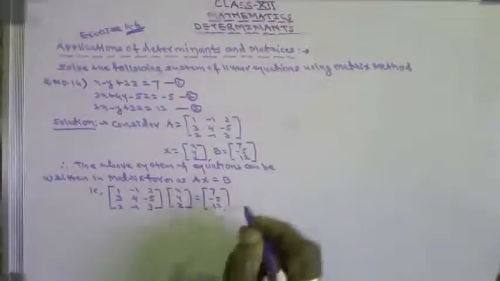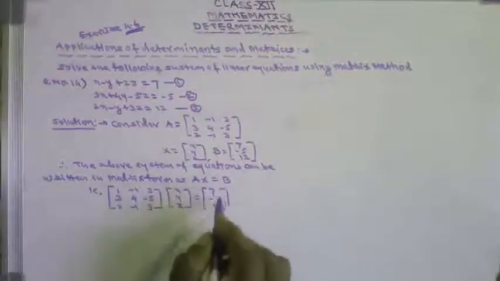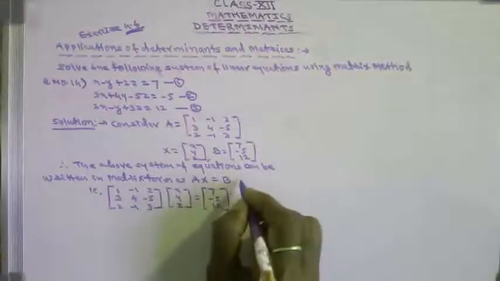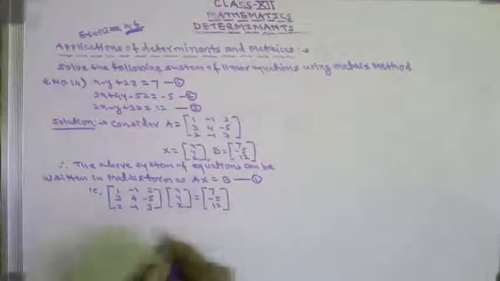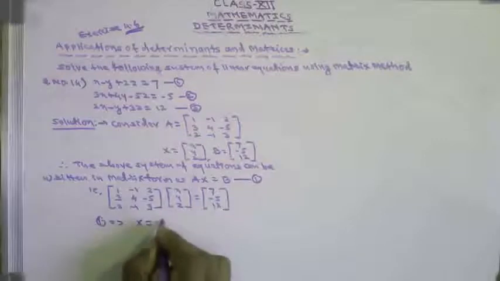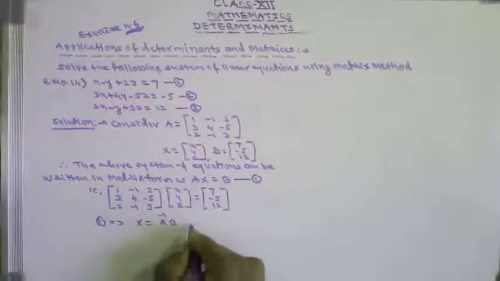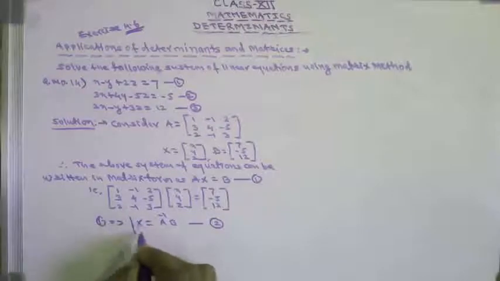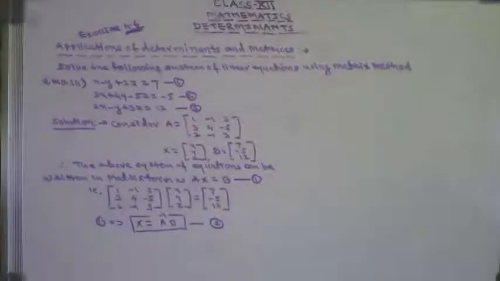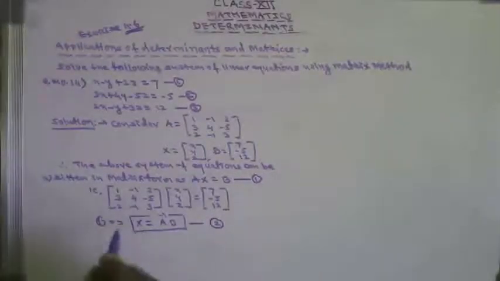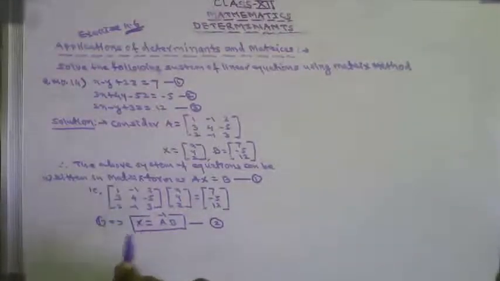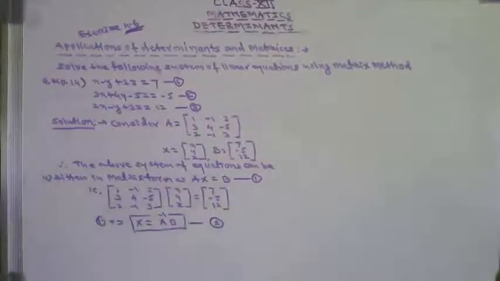So in matrix form I have written these 3 linear equations as AX equals B. This implies capital X equals A inverse B. Now I have to find what A inverse is, and then we can find the value of X. But before that, you have to check whether the system of linear equations is consistent or not. So for that, let us find the value of the determinant first of all.